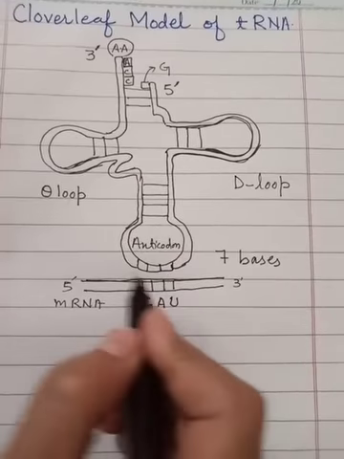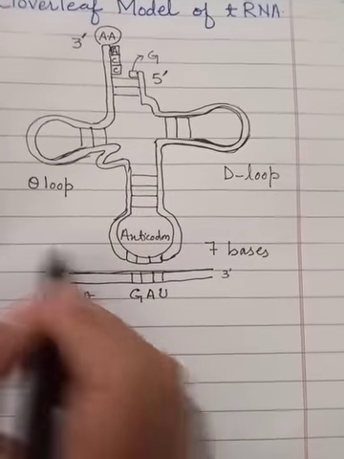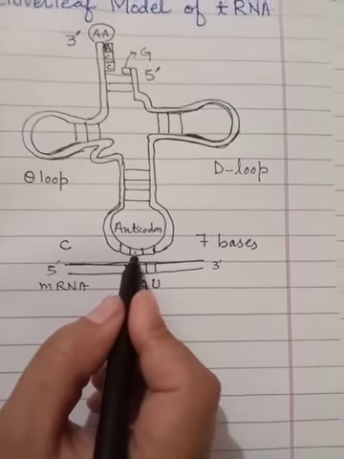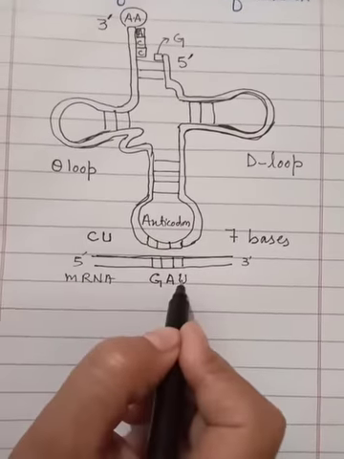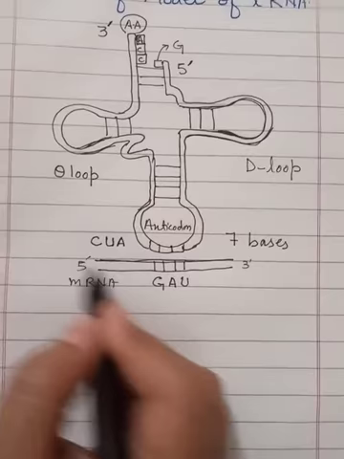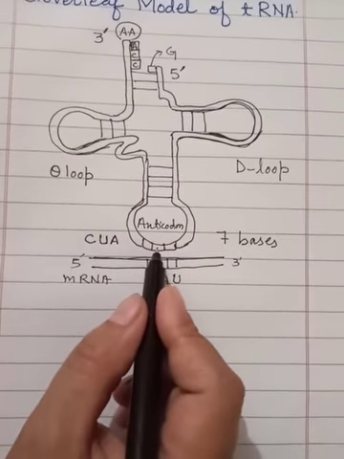then on the transfer RNA, the anticodon must have 3 nucleotides. Opposite to guanine would be what? Cytosine. Opposite to adenine there will be uracil, and opposite to the uracil there will be what? Adenine. So this kind of combination will be there on the anticodon.